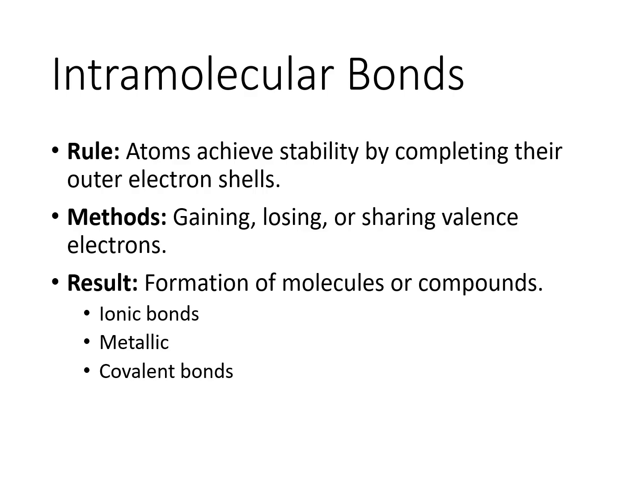The main types of intramolecular bonds are ionic, metallic, and covalent, though we won't focus much on metallic bonds, since they don't occur in living organisms.